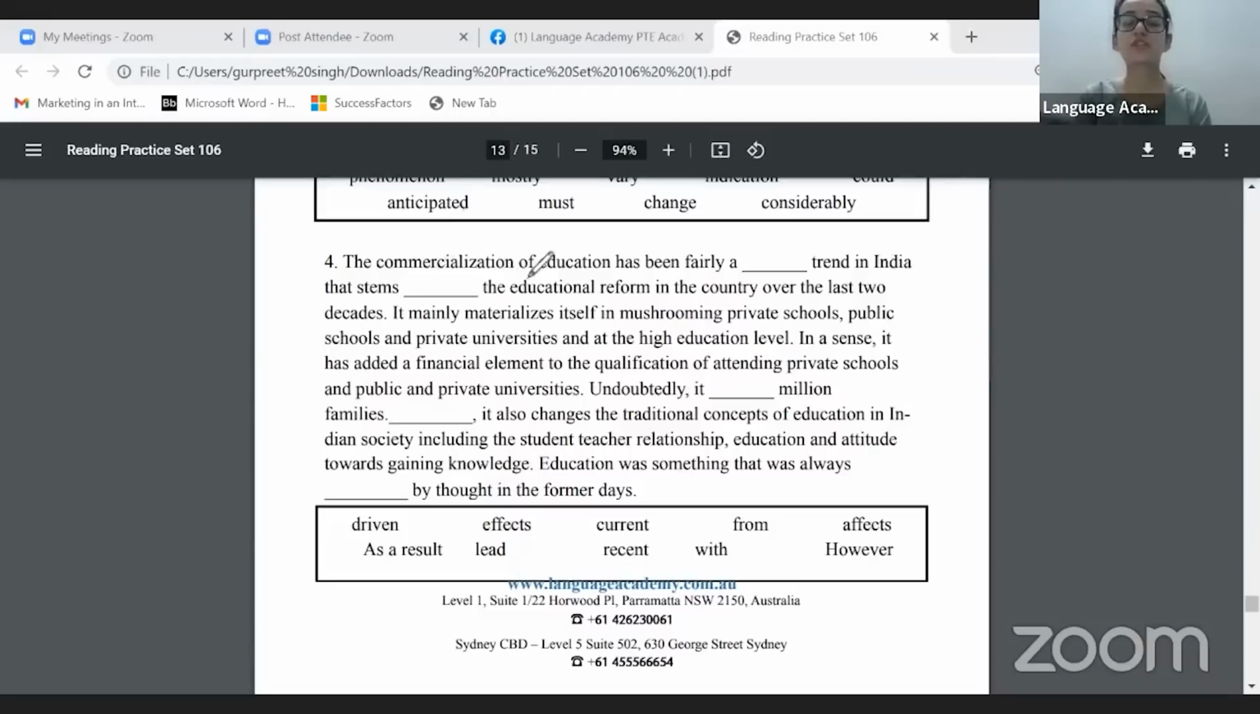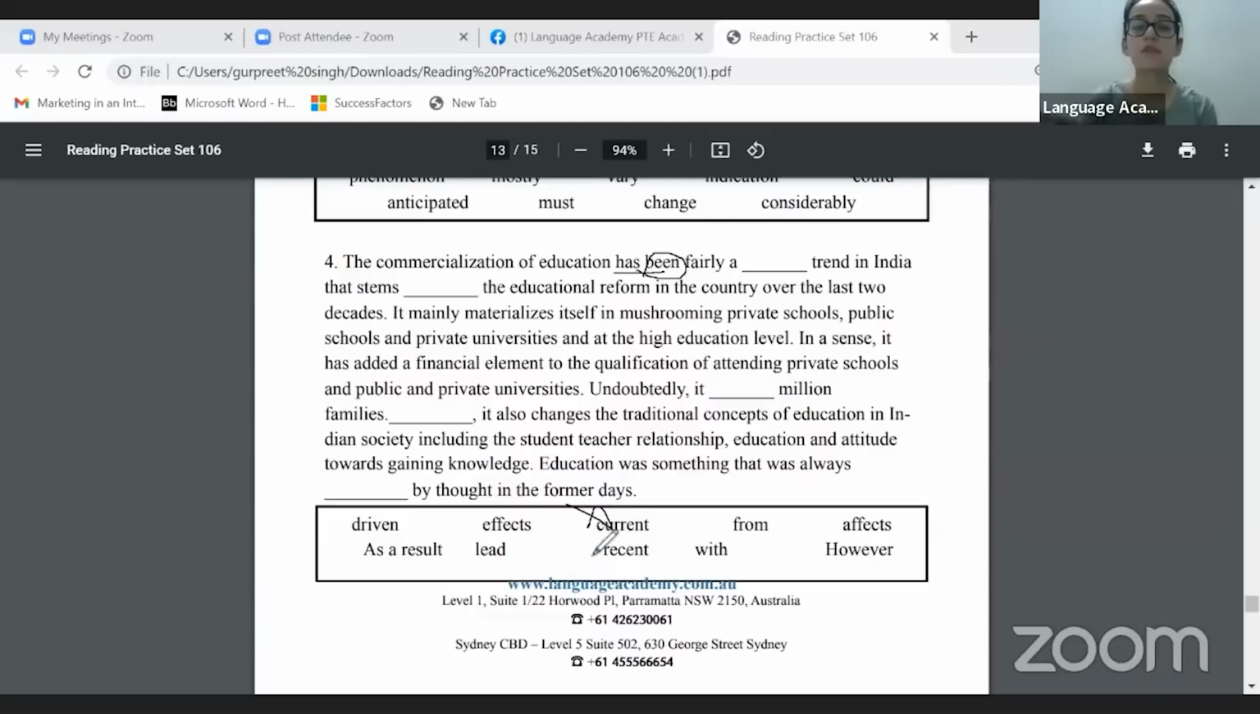The commercialization of education has been fairly a trend in India. Some of you would have attended the lecture in which we discussed "been." "Been" shows something that started in the past and is still continuing in the present. So whenever we use "been," we always have past aspect in it. That is why "current" cannot be the answer, because current has nothing to do with past, right? So you can make a note, "been" always shows something that is continuing from the past time.